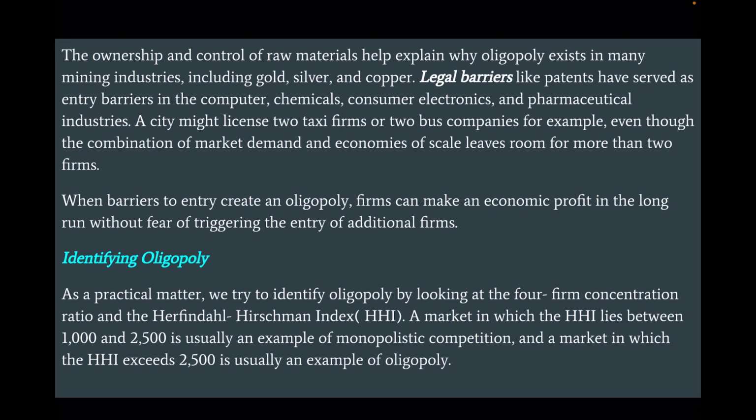Identifying oligopoly. As a practical matter, we try to identify oligopoly by looking at the four-firm concentration ratio and the Herfindahl-Hirschman Index (HHI). A market in which the HHI lies between 1,000 and 2,500 is usually an example of monopolistic competition, and a market in which the HHI exceeds 2,500 is usually an example of oligopoly.